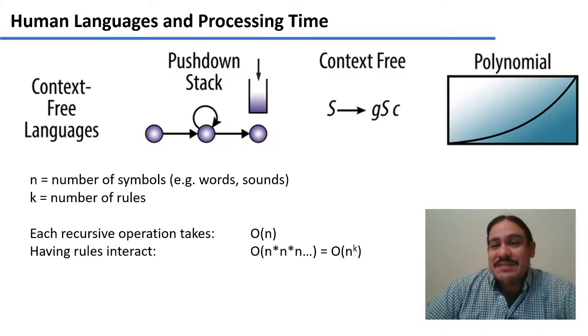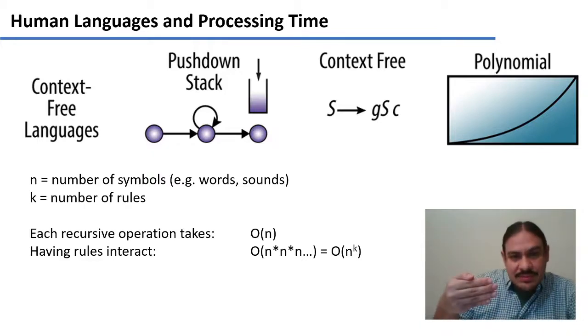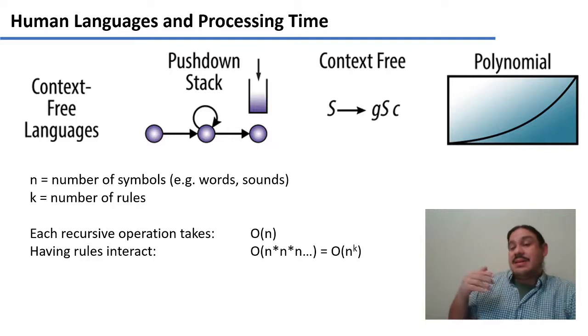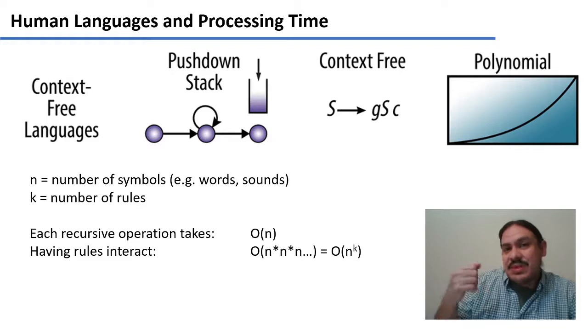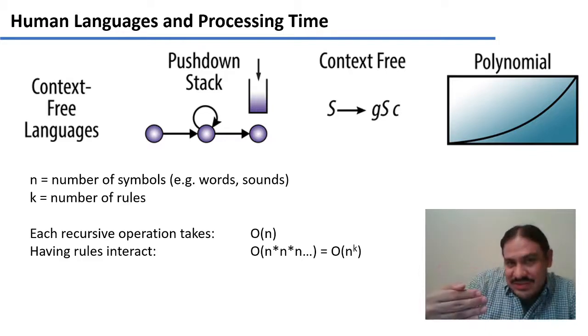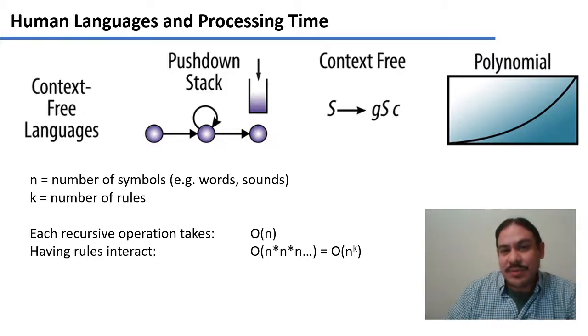Polynomial growth is very fast. If your data doubles, it means if you have, for example, O(n²), or n to the second power, that if your data doubles, your time will become four times as much. If you have O(n³), n to the third power, if your data doubles, you're going to have eight times as much time to process. So as you can see, polynomial growth is faster than linear growth.